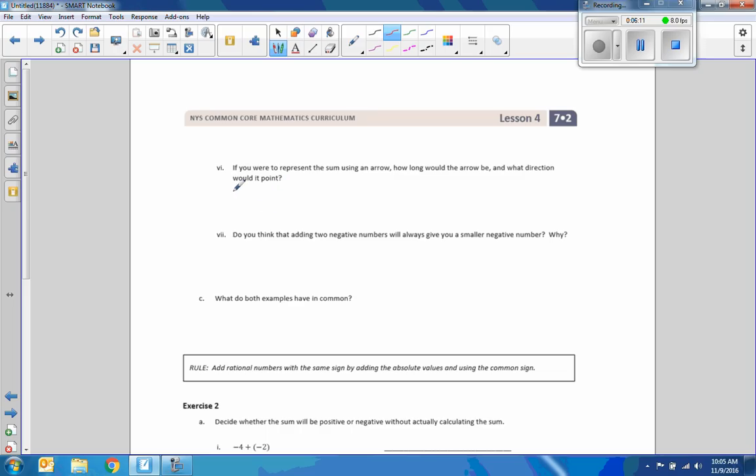Okay. The arrow would be 8 units long, pointing left. Do you think that adding 2 negative numbers will always give you a smaller negative number?